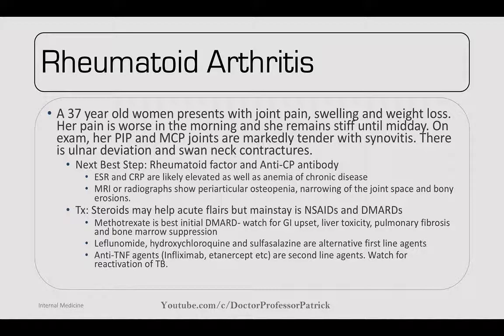The treatment would be steroids in acute flares, but the mainstay is NSAIDs and DMARDs. Methotrexate is the best initial DMARD, but you have to watch for GI upset, liver toxicity, pulmonary fibrosis, and bone marrow suppression. Next up, you can try leflunomide, hydroxychloroquine, sulfasalazine, and alternatives. And then anti-TNF agents like infliximab, etanercept, as second-line agents. So watch for reactivation of TB with those.